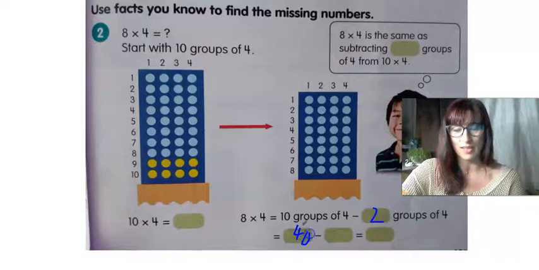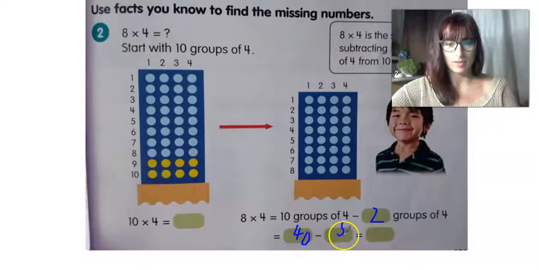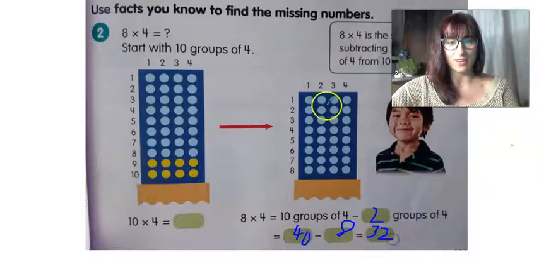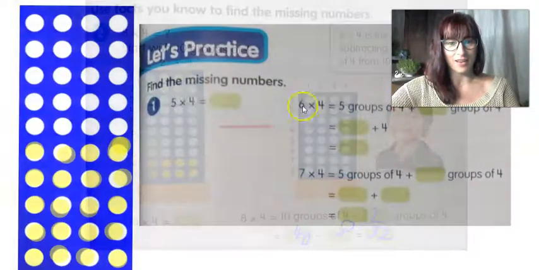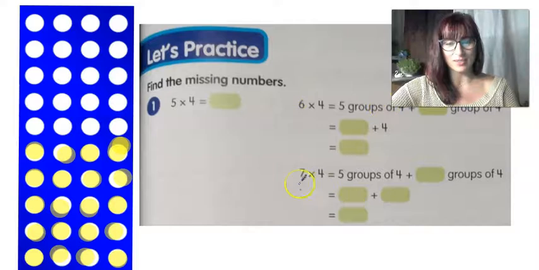That's what we know. Remember, that's our best friend that we have to know for today's lesson. Minus 8, because 2 groups of 4 is 8, equals 32. Okay, let's see if we can practice with another exercise. Here we have this one we already did, so let's try this one.